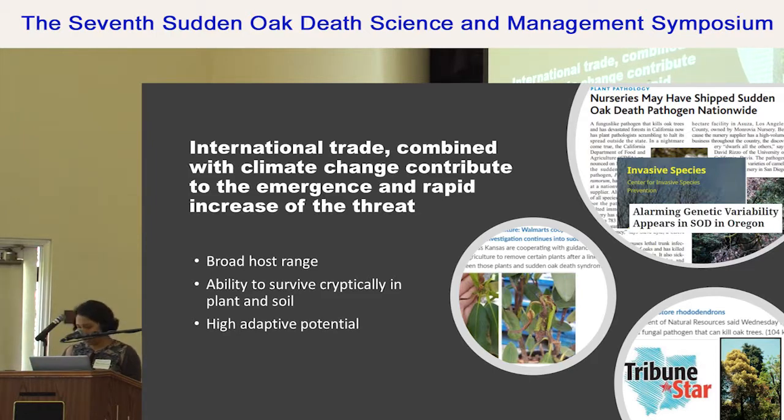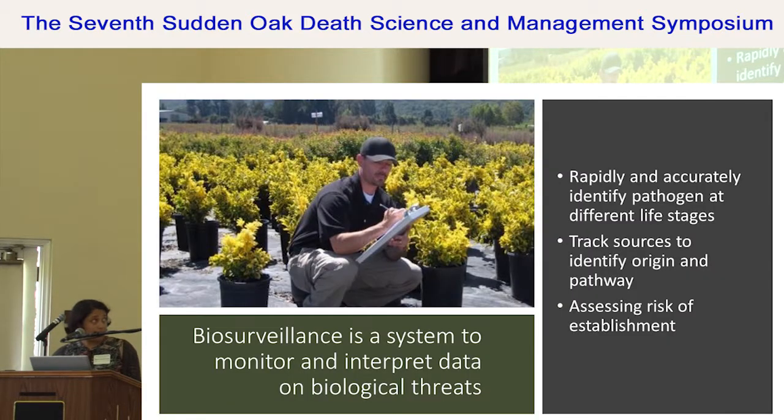And the best way to face new introductions would be to detect them as early as possible and eliminate them before they have a chance to establish themselves. So early intervention is best practiced through vigilant biosurveillance, which is basically a system put in place to monitor and interpret data of biological threats using traps, baits, and surveys. Biosurveillance would allow us to rapidly and accurately identify pathogens at different life stages, track sources to identify origin and pathway, and it will also allow us to assess the risk of establishment.